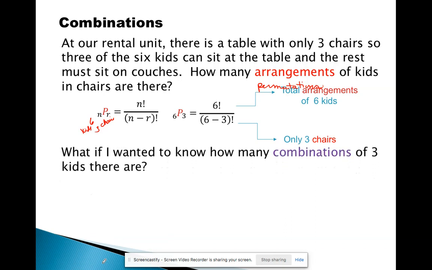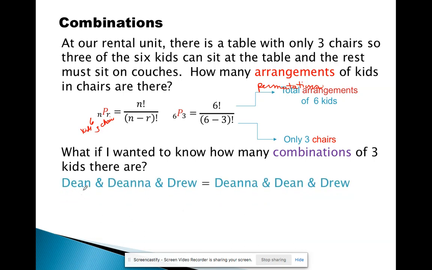But what about this question? What if I just wanted to know, okay, the 3 kids are chosen, and I don't care which one sits in which chair? In other words, if Dean, Deanna, and Drew ended up sitting at the table, that combination is the same combination as Deanna, Dean, and Drew. When Dean sat down in one chair, he could have just as easily sat in this chair. It doesn't matter. He didn't have to be stuck here. Dean was chosen, and therefore I only had 2 more to choose. I just want to know how many combinations.